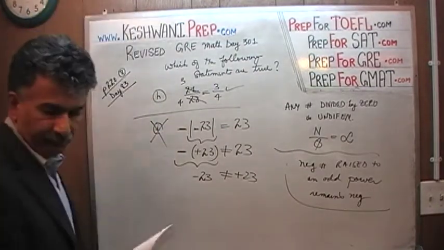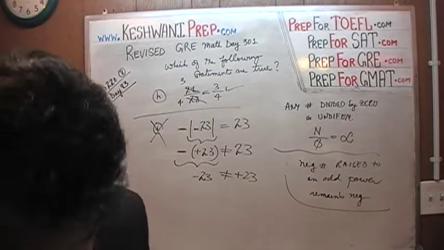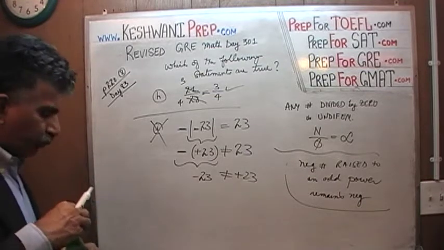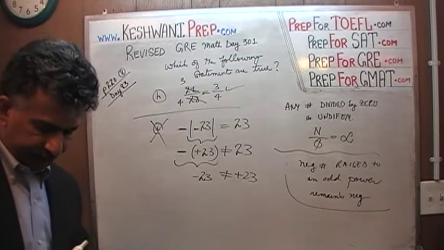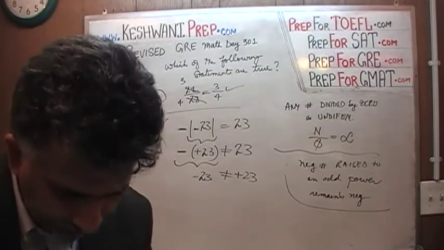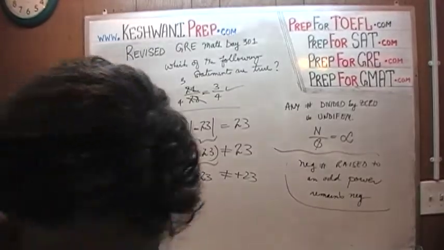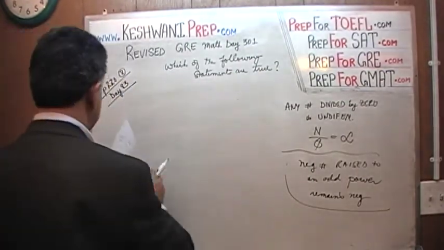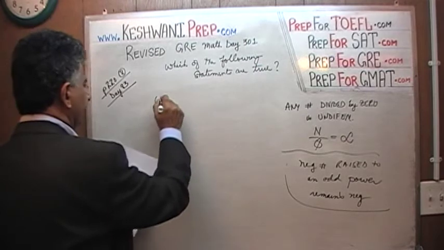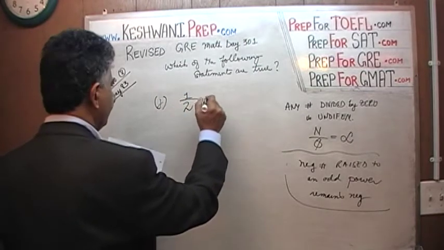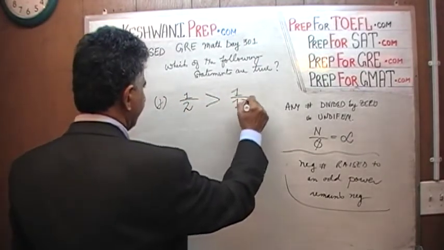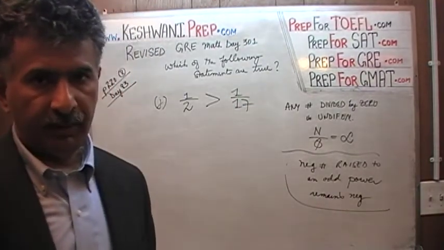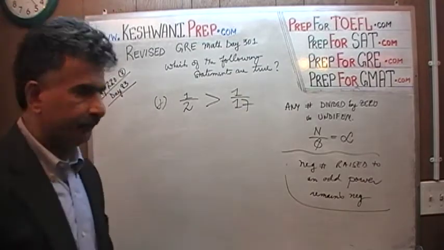Answer choice J says one half is greater than 1/17, which of course is true. One half of anything is going to be more than 1/17.